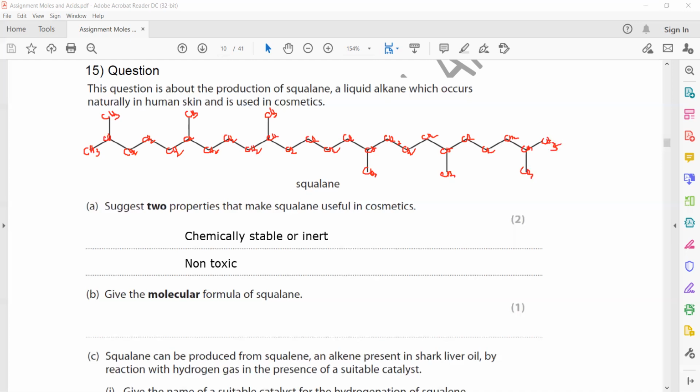So we have to count the total number of carbon atoms and hydrogen. So it contains about 30 carbon atoms. And because you can see it is an alkane, if you remember in O levels, we discussed the general formula of alkane is CnH2n+2. So the number of hydrogen will be twice the number of carbon plus 2. So double will be 60 and plus 2, so it will be 62. So the molecular formula will be C30H62.